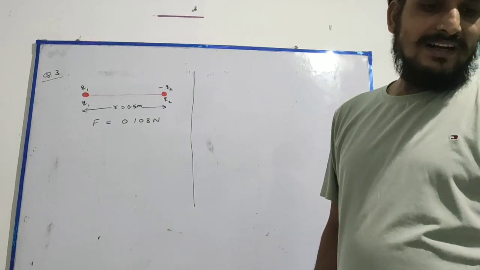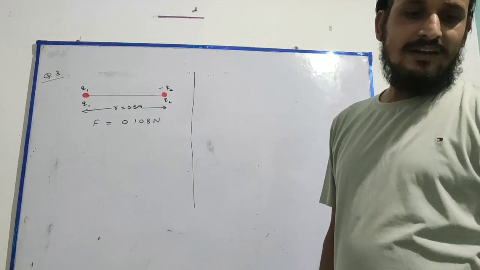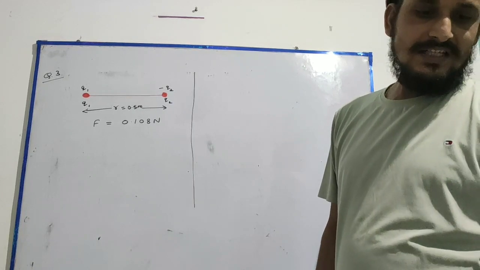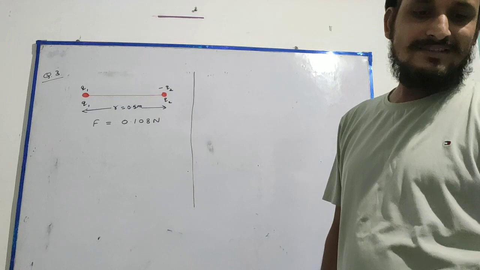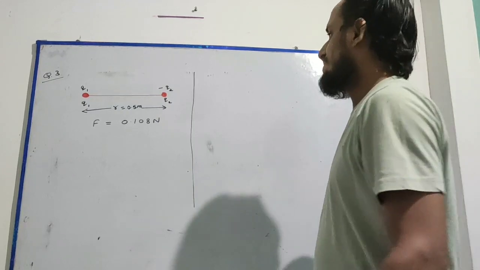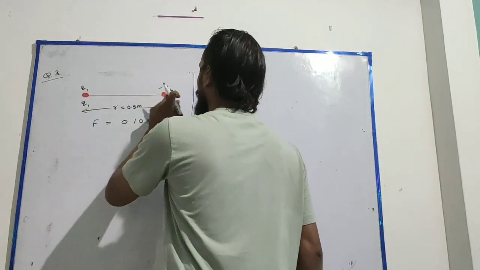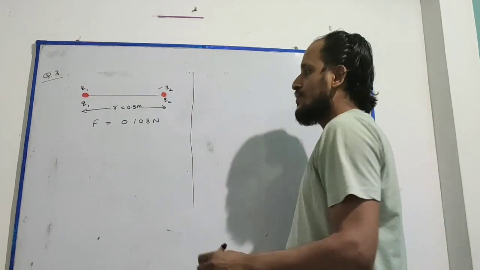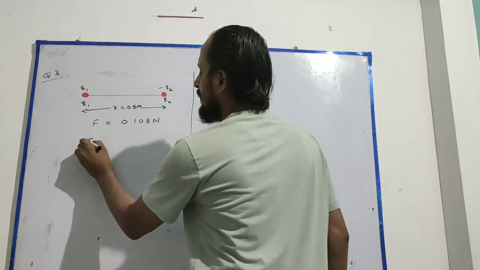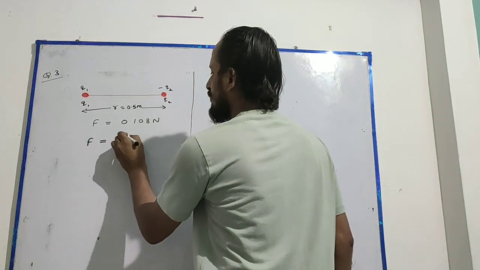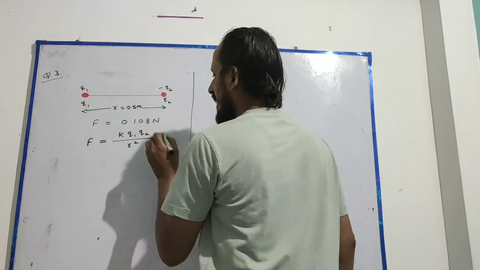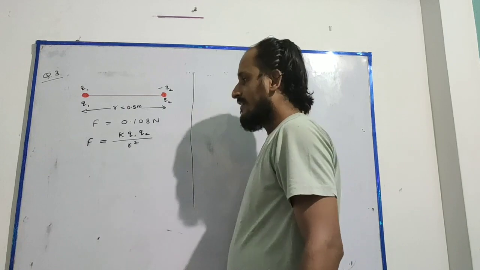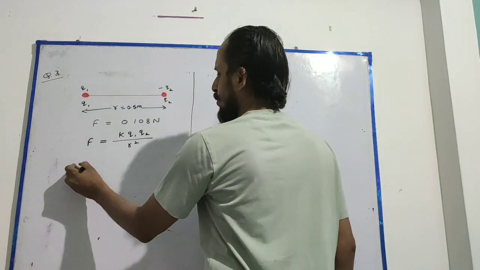If both are connected by a conducting wire and then the wire is removed, they repel each other with a force of 0.036 Newton. What are the initial charges? We want to find out the value of Q1 and Q2. So now we can apply the formula F equals K Q1 Q2 upon R square. Clear? Put this value.